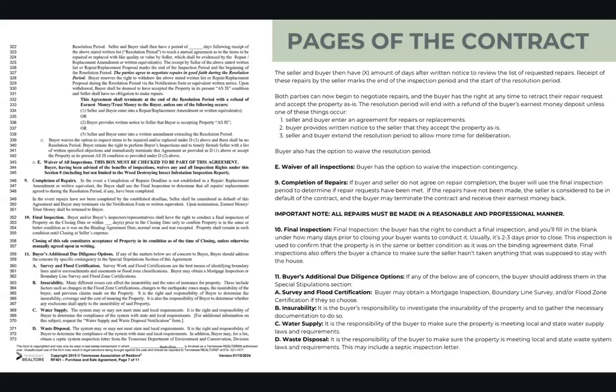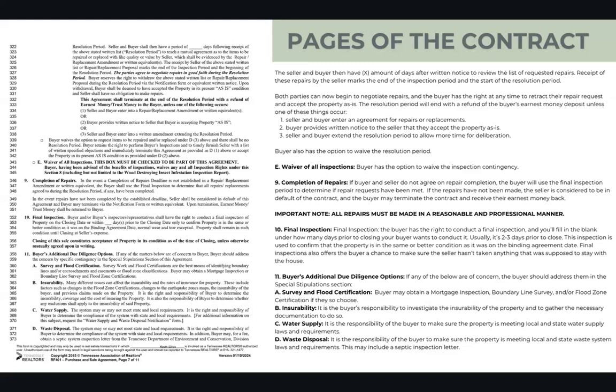Final inspection. The buyer has the right to conduct a final inspection. And you'll fill in the blank under how many days prior to closing your buyer wants to do it. So usually this is going to be 2 to 3 days prior to close. The inspection is used to confirm that the property is in the same or better condition as it was on the binding agreement date. Final inspections also offer the buyer a chance to make sure the seller hasn't taken anything that was supposed to stay with the property.